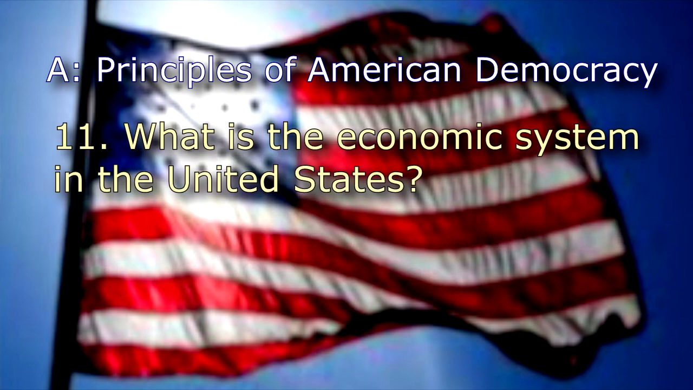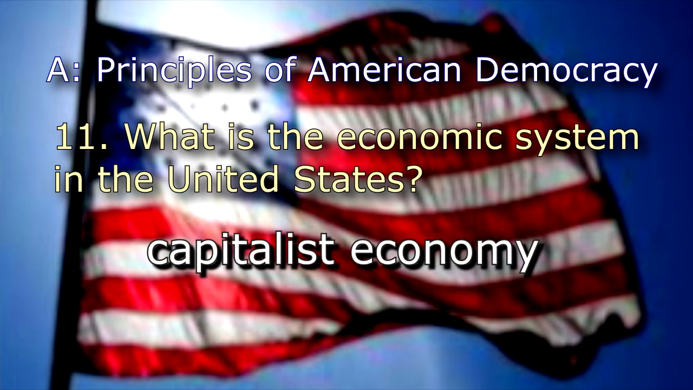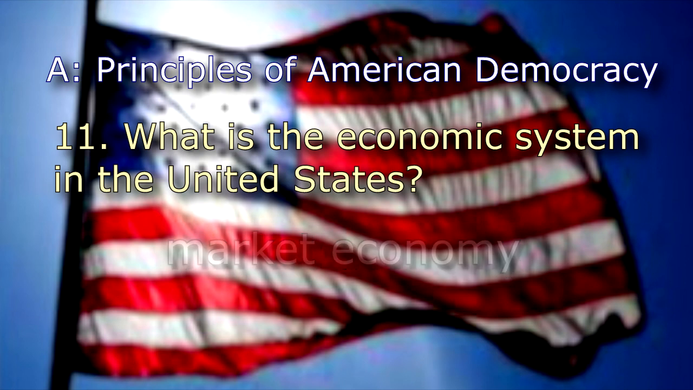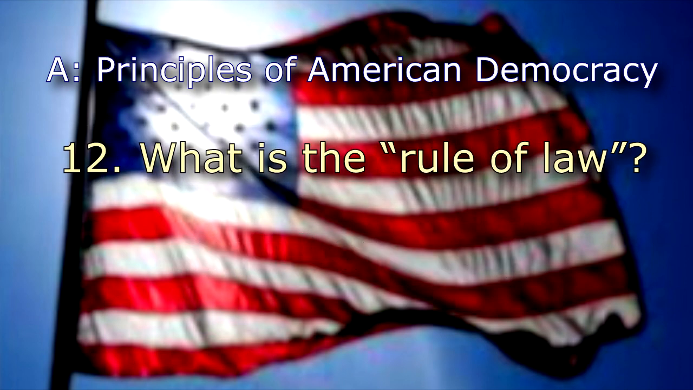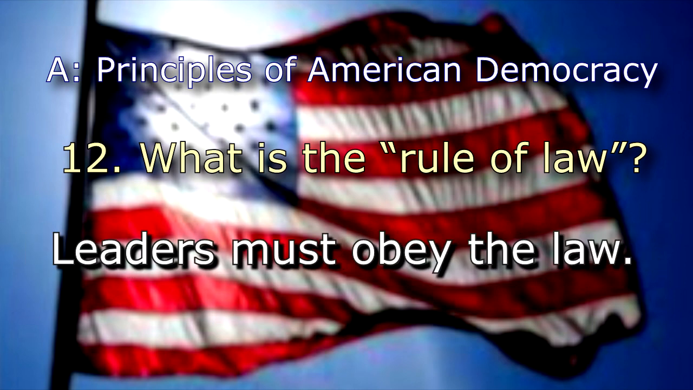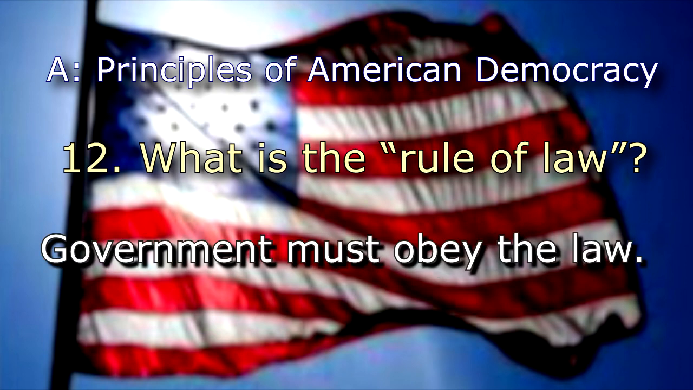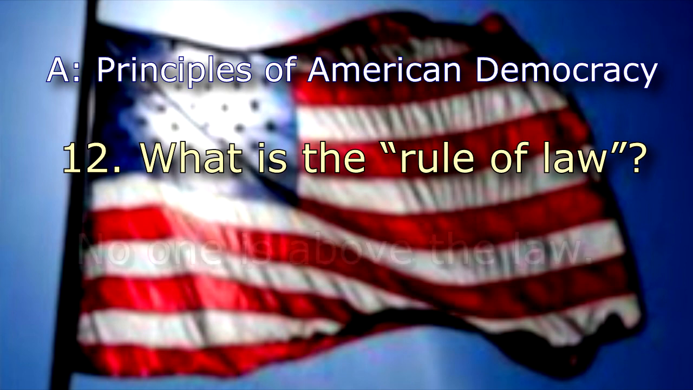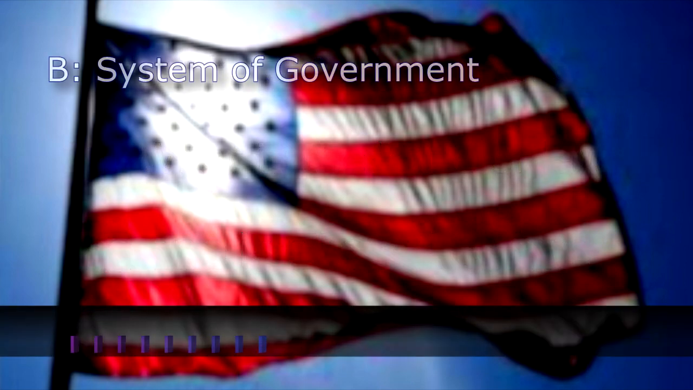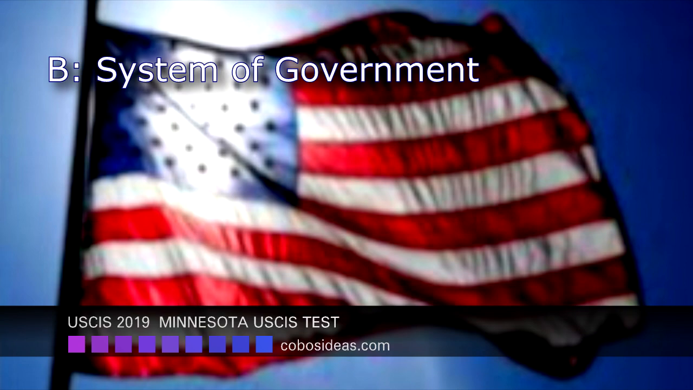11. What is the economic system in the United States? Capitalist economy. Market economy. 12. What is the rule of law? Everyone must follow the law. Leaders must obey the law. Government must obey the law. No one is above the law. B. System of government.